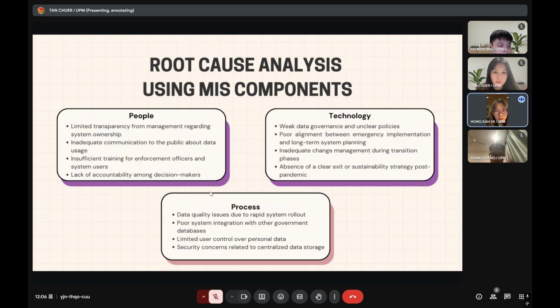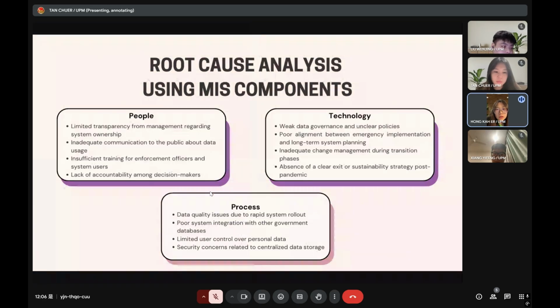And on top of that, the people on the ground, like enforcement officers, weren't always properly trained, which led to a lot of confusion when they tried to help the public. And next, we have the process side of things. Because MySejahtera was rolled out so quickly during the emergency, which is the pandemic, the long-term plan got left behind. It's like building a house in a storm.